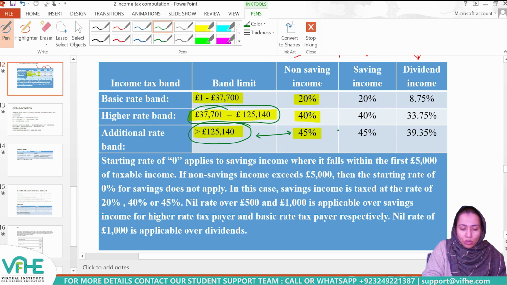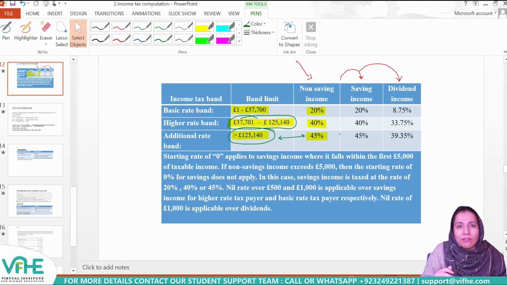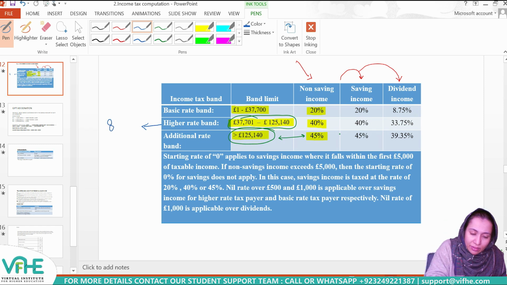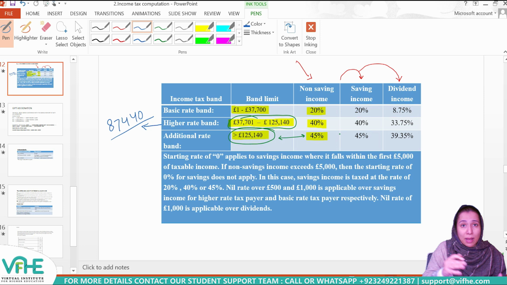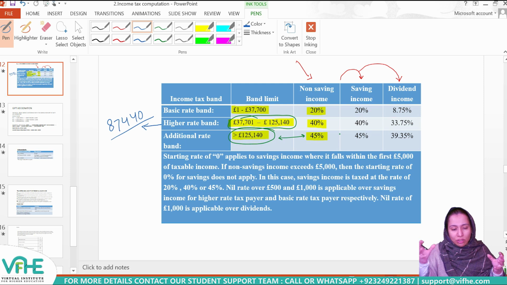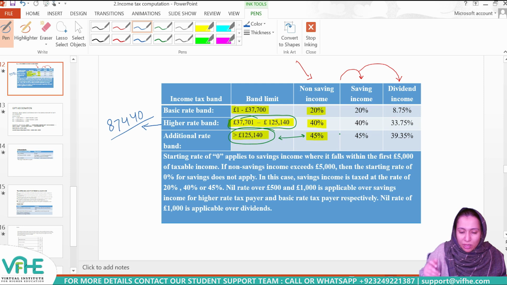Now, our income is not just more than £37,700, it is even more than £125,140. So, from 37,701 to £125,140, the high rate will have to be applied. And that would mean on how much figure shall I have to apply the high rate? On £87,440. This is the maximum capacity, as I've told you before. This is the maximum limit on which the high rate shall have to be applied. And what is that? From 37,701 till 125,140, that actually makes £87,440 on which a high rate shall have to be applied.